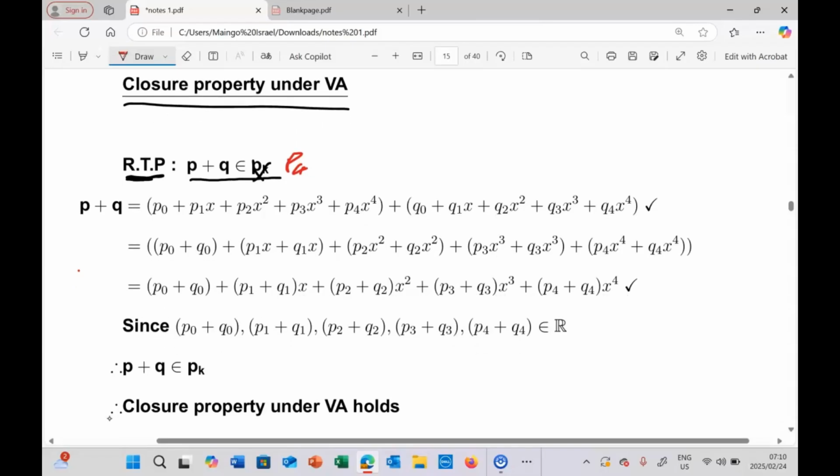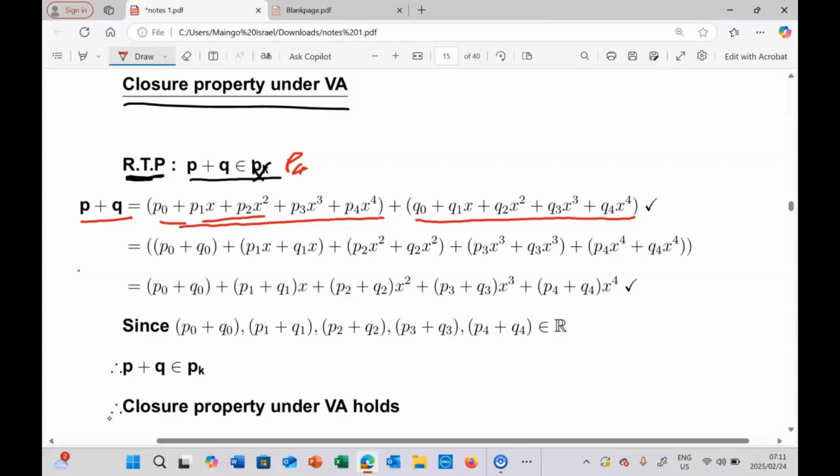But let's take P plus Q. What is P? P is this as defined, and Q is this as defined. When you define them, we define them like that, so they're in P4.